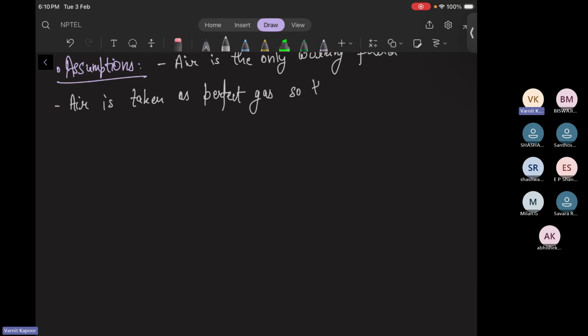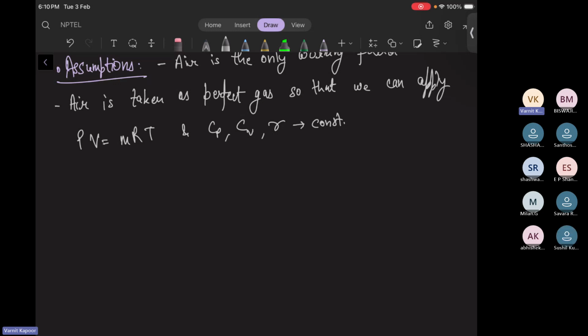So that we can apply PV equals mRT, and Cp, Cv, and the index gamma will all be constant.